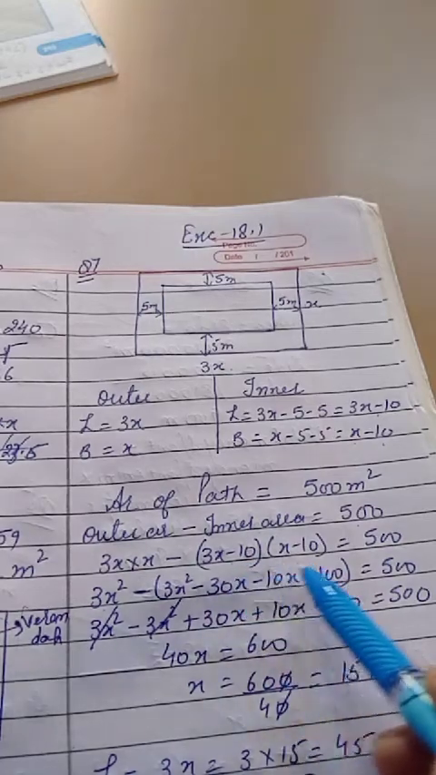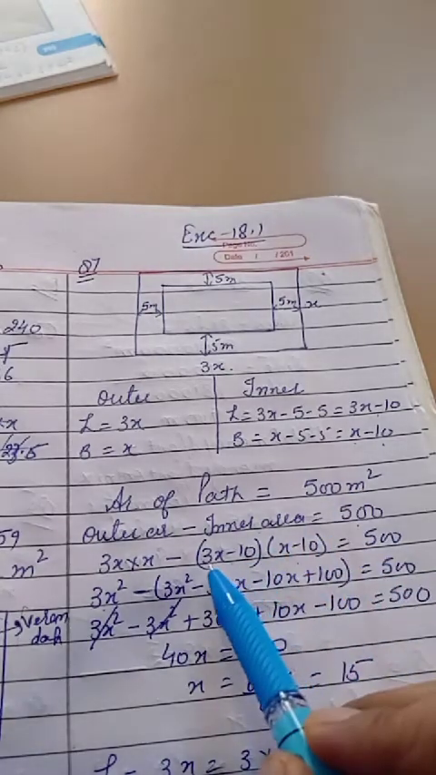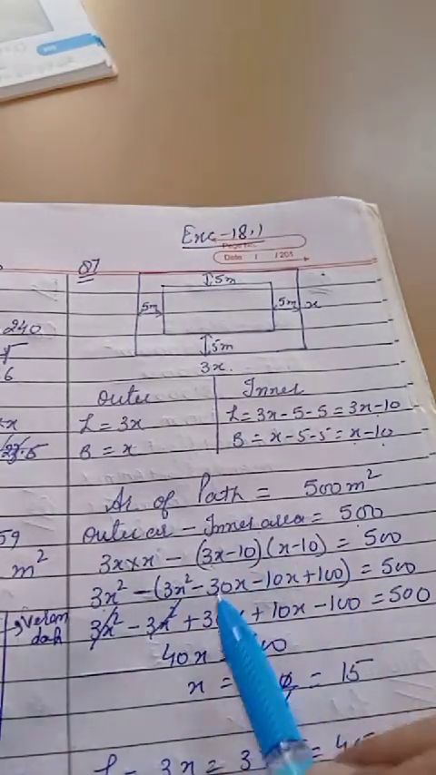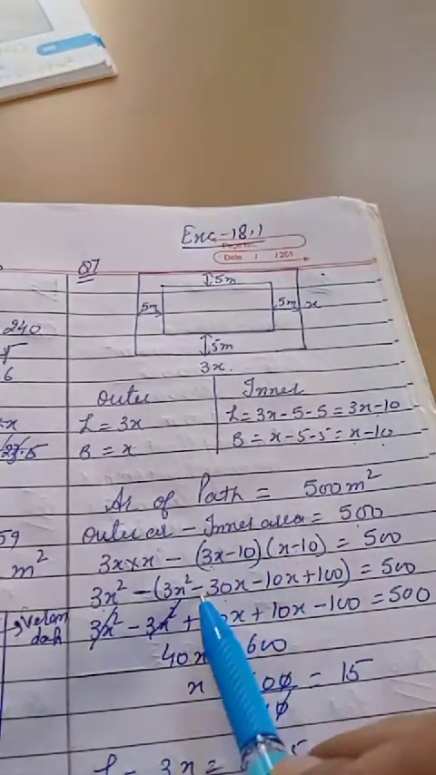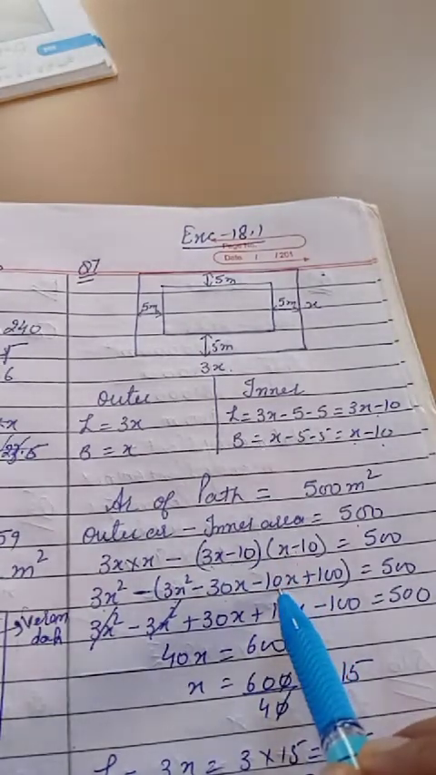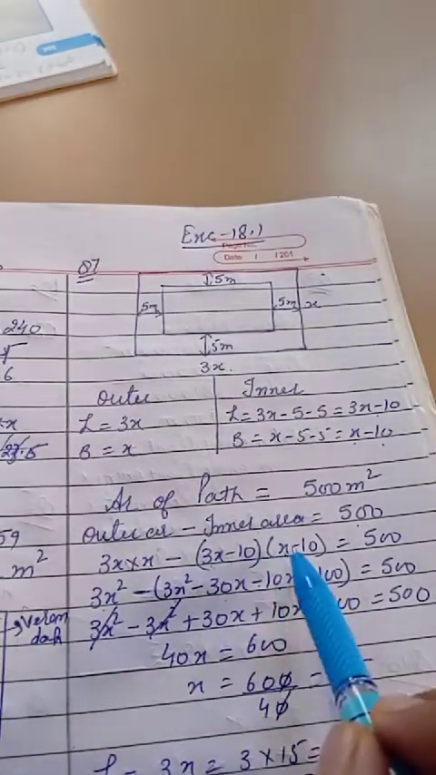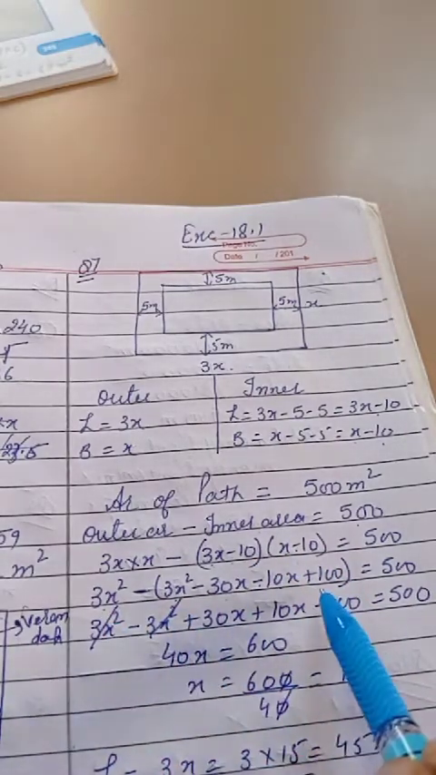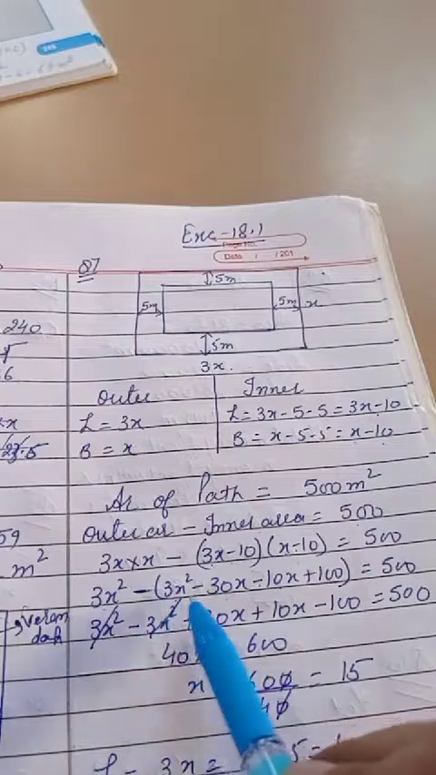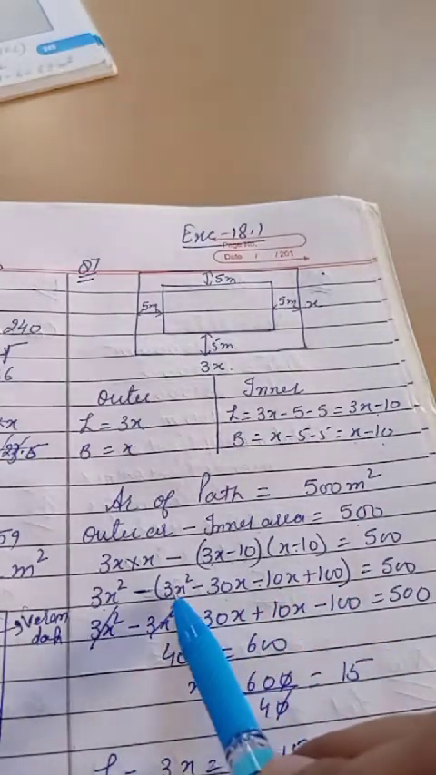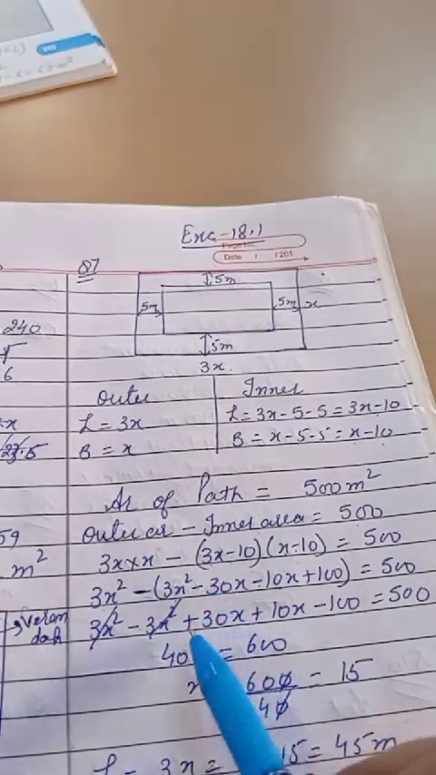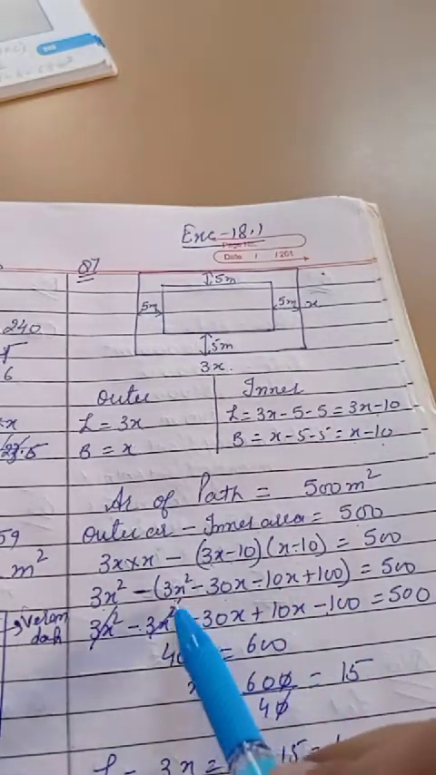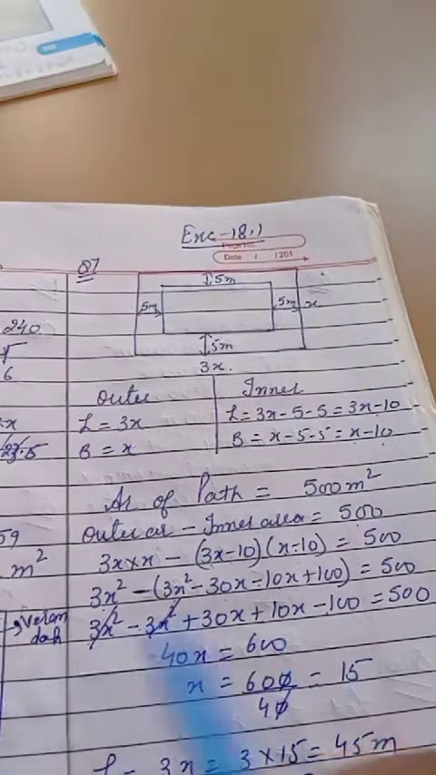And now let's expand these brackets. 3x multiplied by x is 3x square. 3x multiplied by 10 is 30x. Sign will be negative. Now minus 10 into x is 10x with the negative sign. Minus minus plus, 10 tens are 100. Now open the bracket. You know that outside the bracket a minus sign is there. All these signs will change. It was positive, became negative. Negative became positive. Negative became positive. Positive became negative. 3x square will get cancelled.